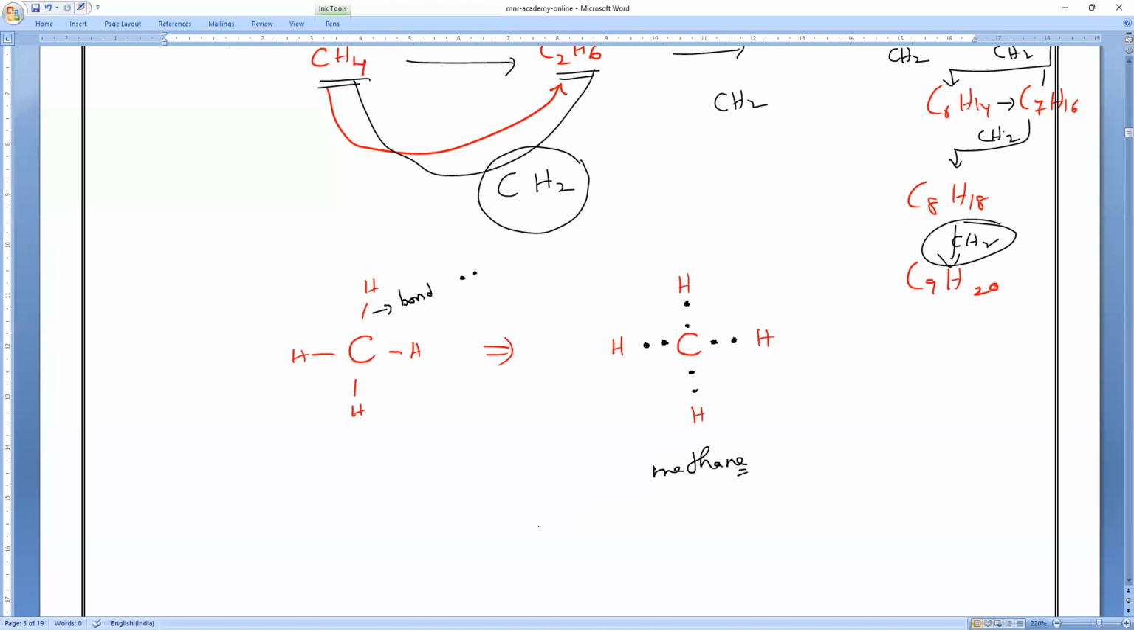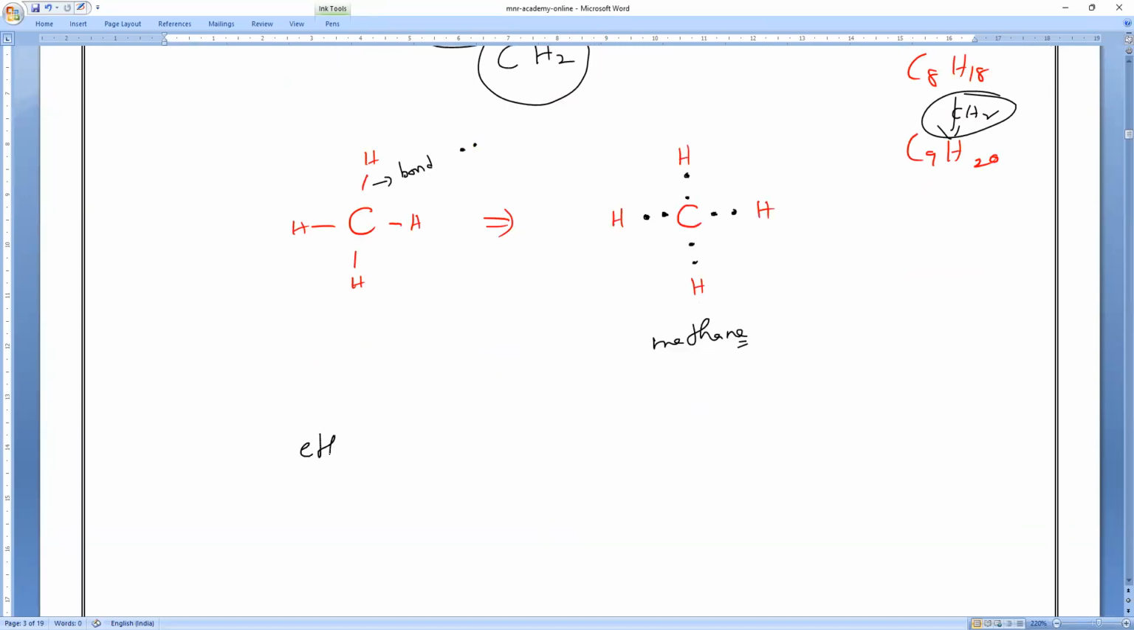Draw it, everybody. Next, after methane, what is there? Ethane. So ethane, what is the formula? C2H6. So first carbon, and next hydrogens. Just put the bonds. A single bond is a single pair of electrons. That's all. It is not necessary to keep it always. Now you can see, this is the electron dot structure of ethane.